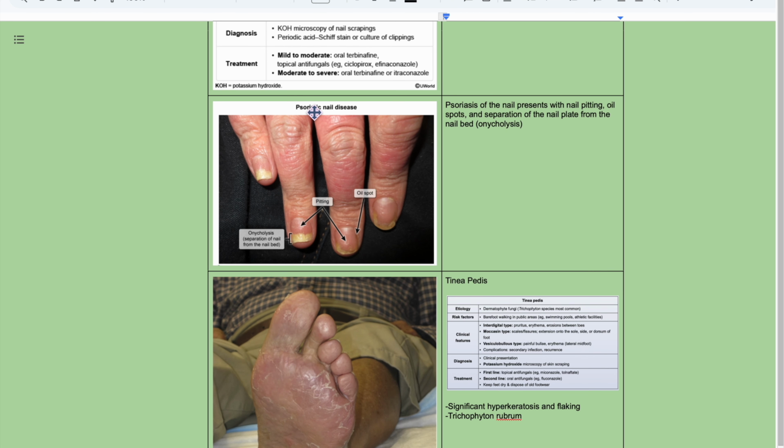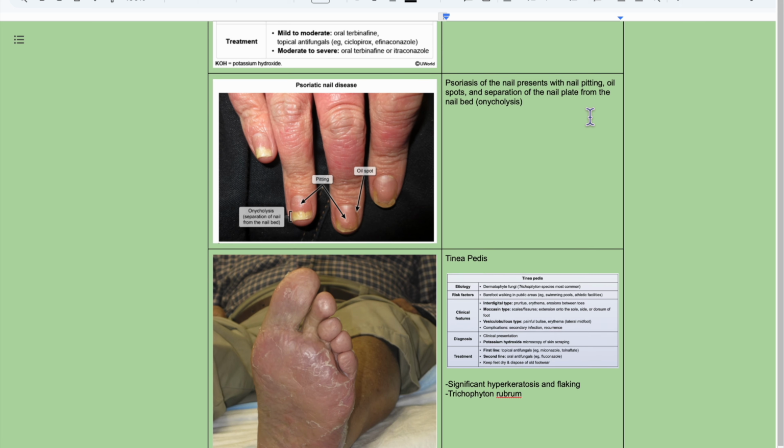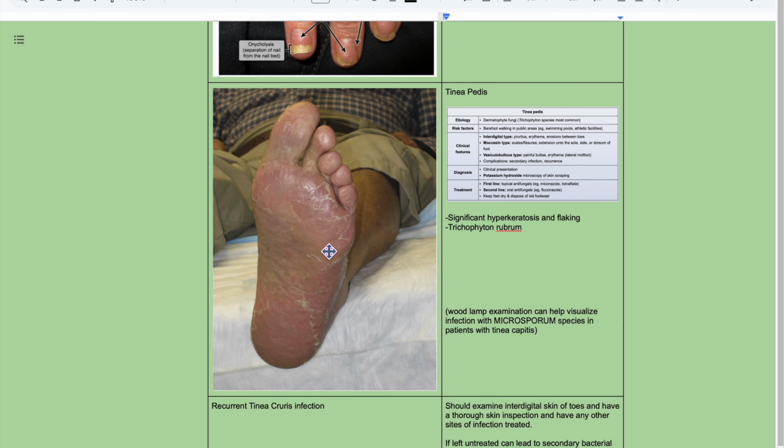Okay, psoriatic nail disease. So these are onycholysis, separation of nails from the nail bed. You'll see pitting, oil spots. Psoriasis of the nails presents with nail pitting, oil spots, and separation of the nail plate from the nail bed. Onycholysis, sorry. Tinea Pedis. This is in the foot.